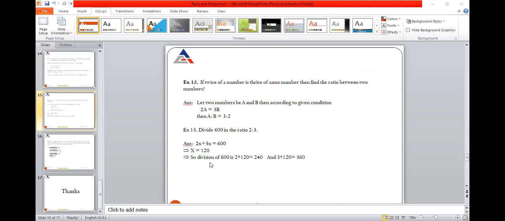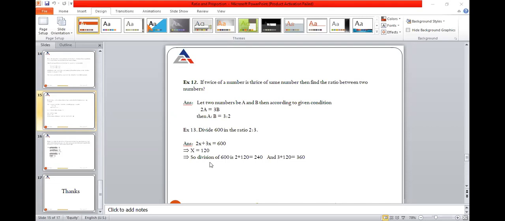Next question is, if twice of a number is thrice of the same number, then find the ratio between two numbers. Simple सा question है बेटा. Simple statement is given, direct statement is given. If twice of a number is thrice of the same number, ठीक है? Let the numbers be a and b. If 2 times a is equal to 3 times b, then find the ratio between the two numbers. Then the ratio between the two numbers a to b will be 3 by 2. Take the terms opposite to both sides of the equation, you will get the ratio.